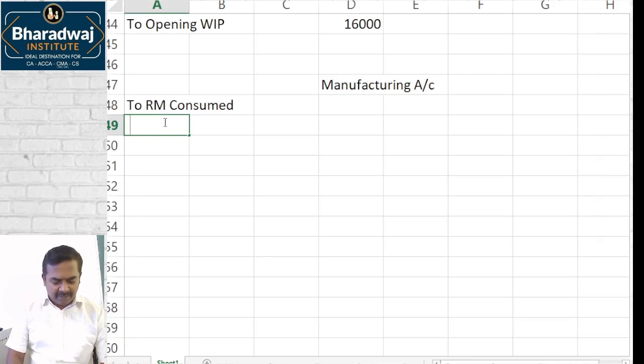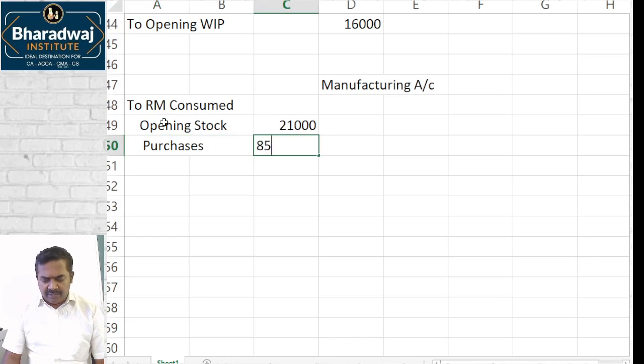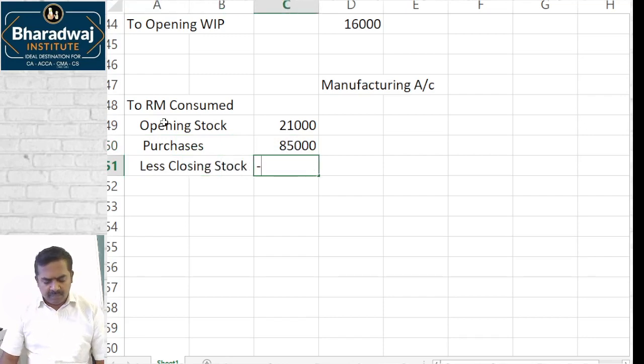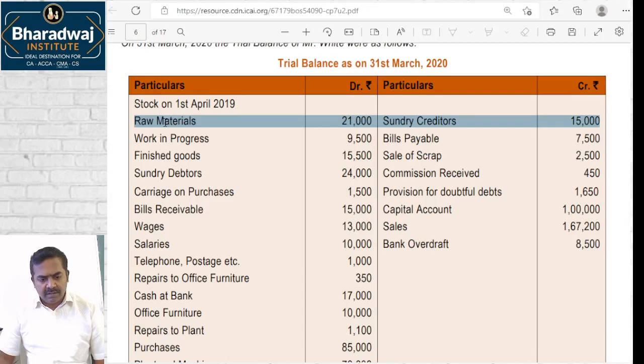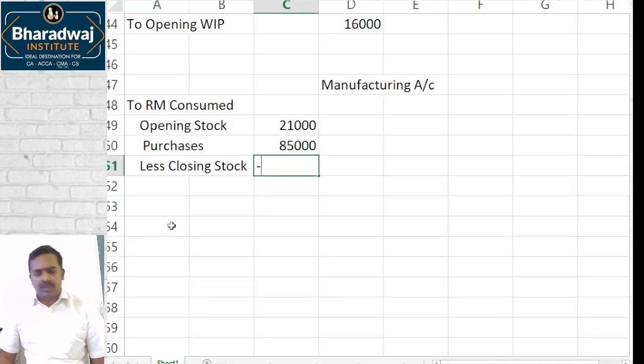How much is the opening stock of raw material? 21,000. Purchase of raw material 85,000, less closing stock. How much? 16,200. The closing stock of raw material is given as an adjustment. 16,200. So 89,800.